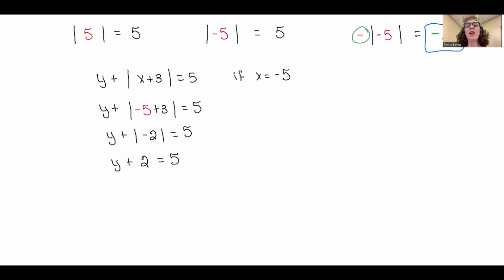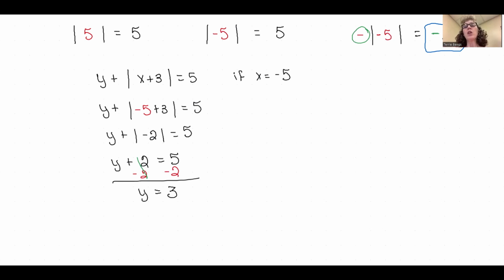All right, so now we're just solving for y, right? We're going to subtract 2 from both sides because we want y on one side by itself. So we're going to move that 2, and when we do that, those 2s cancel. That leaves us with y equals 3. And we have just solved this equation that has an absolute value in it.